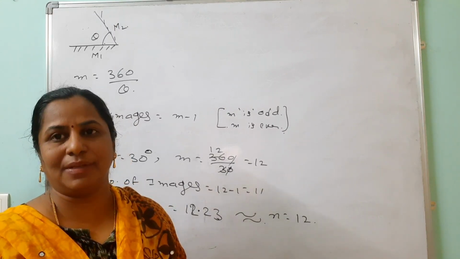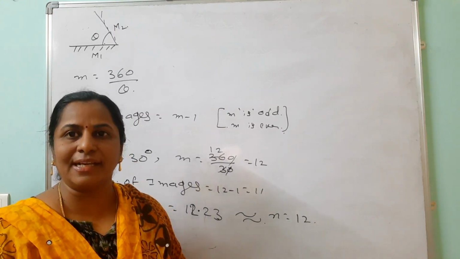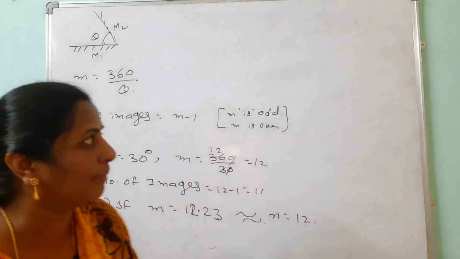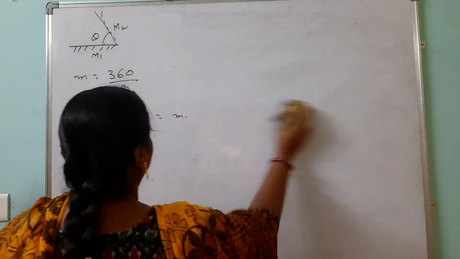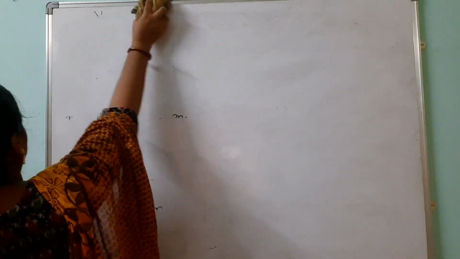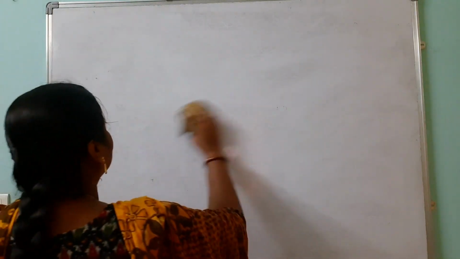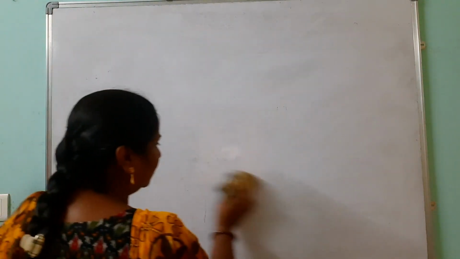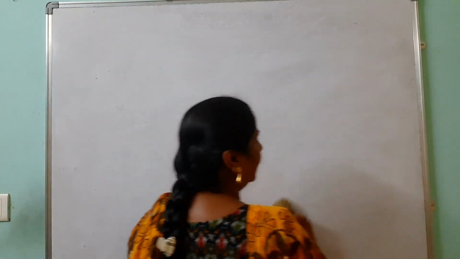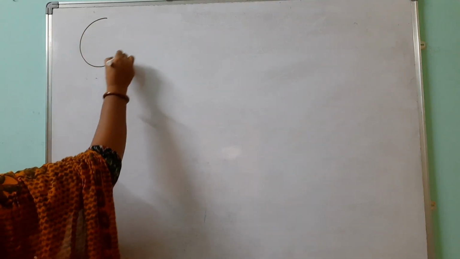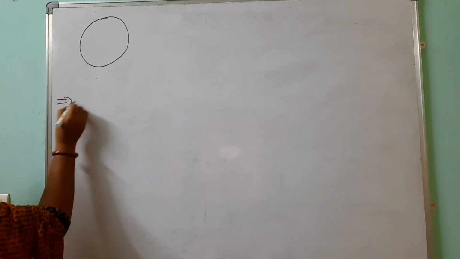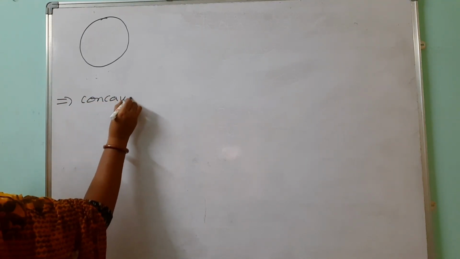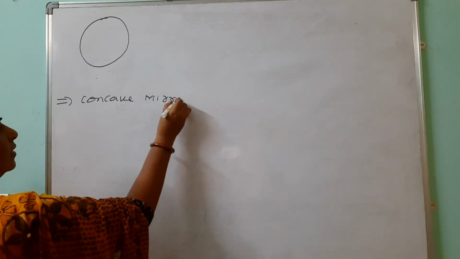Then our next concept is reflection by the spherical mirror. Reflection by the curved surfaces. But there are curved mirrors also. There are two types of curved mirrors: one is the concave, another one is the convex. See, we take a sphere like this and cut it like this, then we can get two types of curved mirrors. One is the concave mirror.